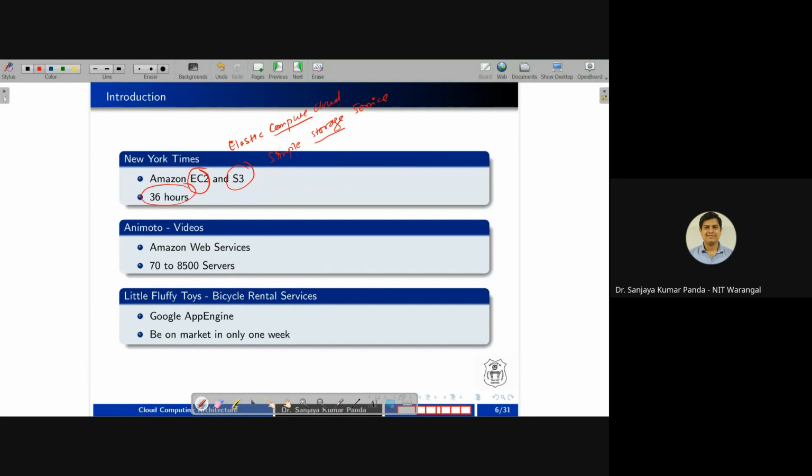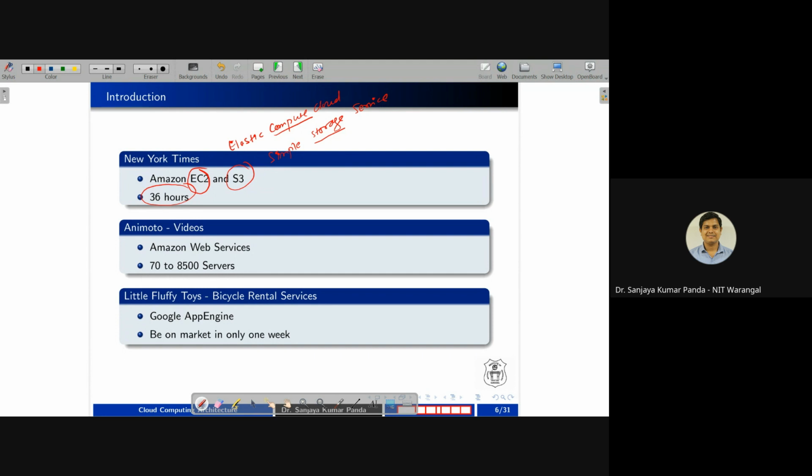After that, they saw there was a huge demand for Animoto. Many people were very interested in their products and services. So they increased the number of servers from 70 to 8,500. You can see there is a huge gap between 70 and 8,500. If I have 70 servers, I cannot purchase 8,500 servers to expand my infrastructure. That is practically not feasible. In order to set up a company, if I tell you to purchase 8,500 servers, nobody is going to purchase, right? But in cloud, you can do it, right?